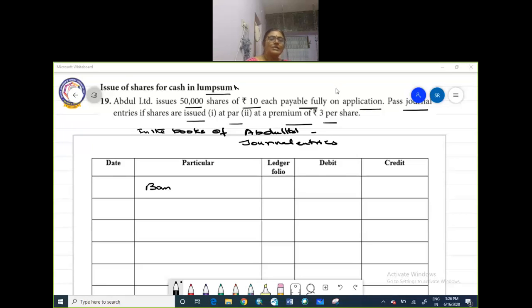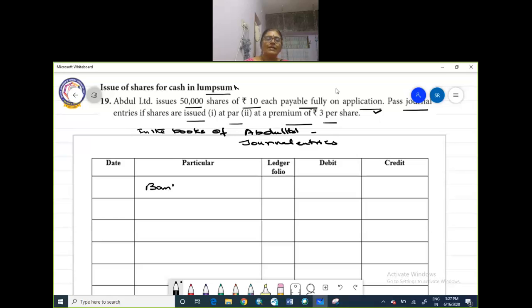Now we are going to see how, when the shares are issued and the money is collected in lump sum, okay. So, issue of shares for cash in lump sum. Abdul Limited issued 50,000 equity shares of 10 each, payable fully on application. Pass journal entries when shares are issued at par and at a premium of rupees 3. So, in the books of Abdul Limited, journal entries.